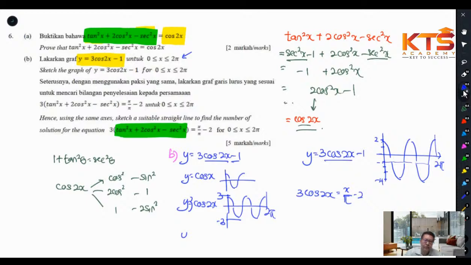So again, I have this. 3 cos 2x minus 1, x over pi, minus 2, minus 1, press calculator, you get x over pi minus 3.